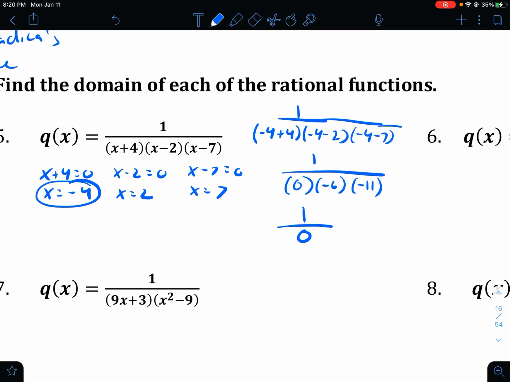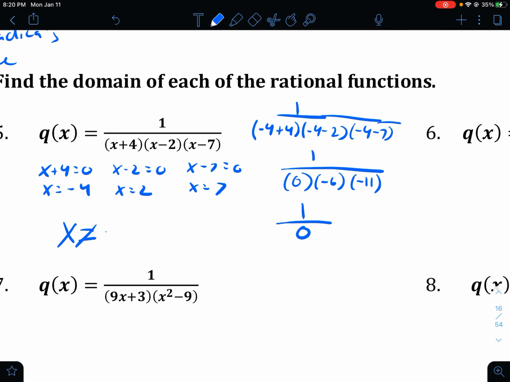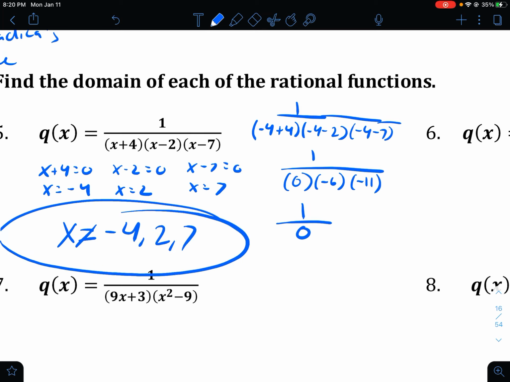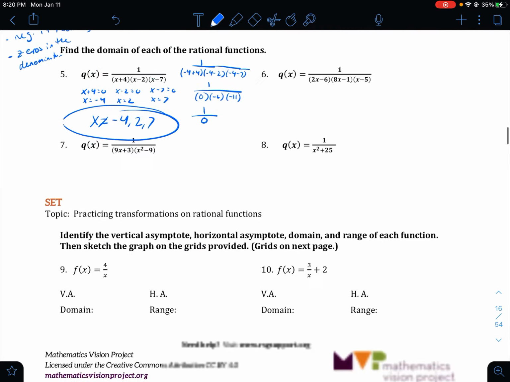So that tells you that these values are actually bad. So if you're trying to give me the domain, it would be that x cannot equal negative 4, 2, and 7. So that actually would be your answer there. Well, these are the values that x cannot equal if we're talking about the domain of this function. All right.